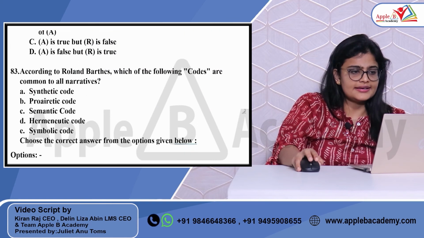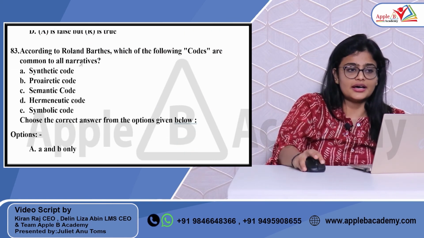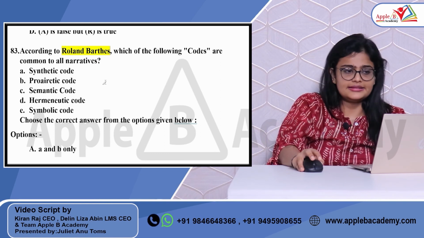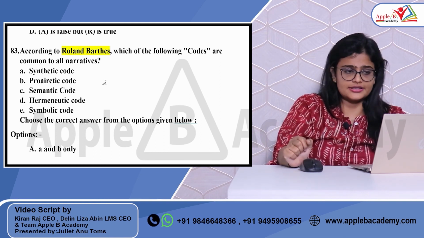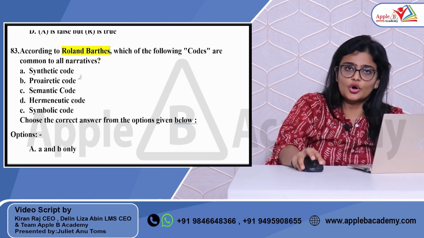Now moving on to the next question. According to Roland Barthes, which of the following codes are common to all narratives? So we all know, again, another question from Roland Barthes, so it comes under literary theory. He has given five codes of semiotics. So which among these is not a code?